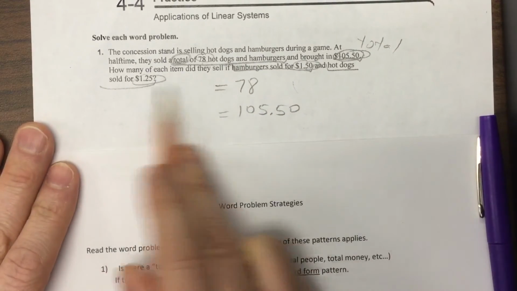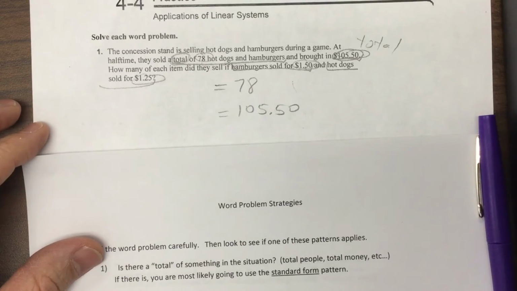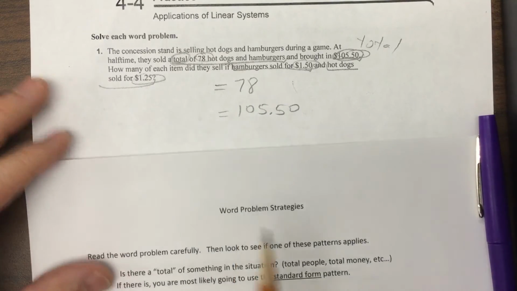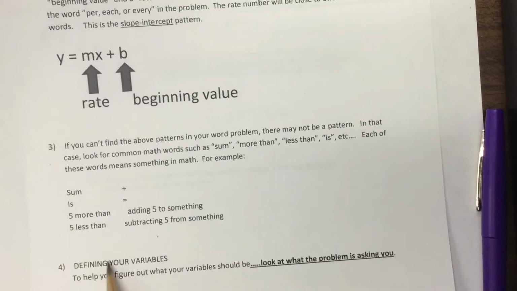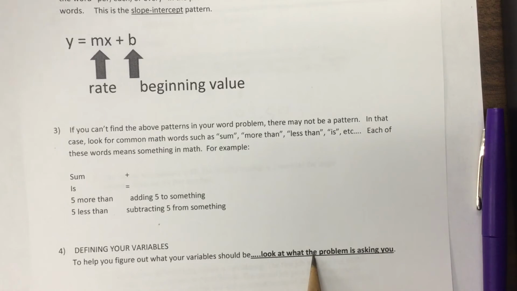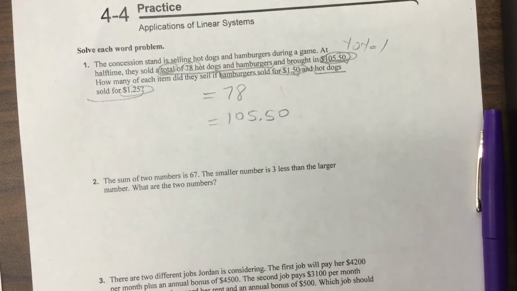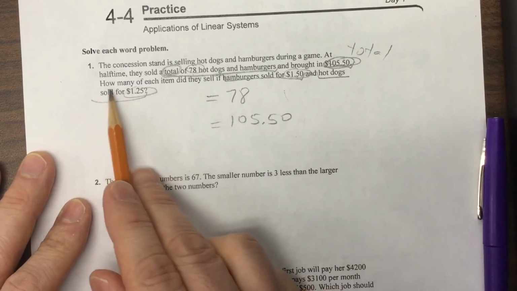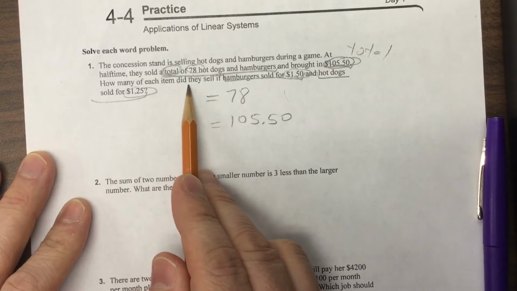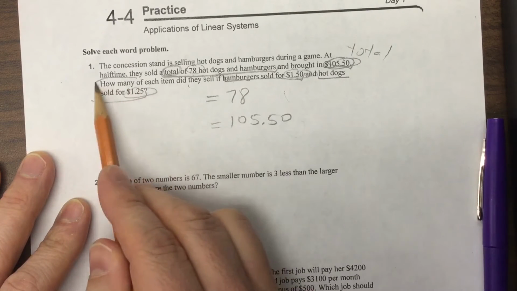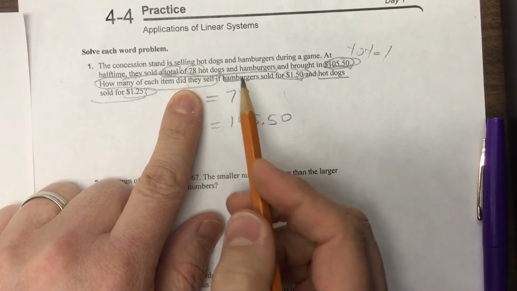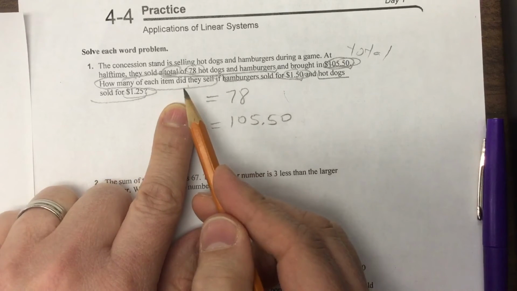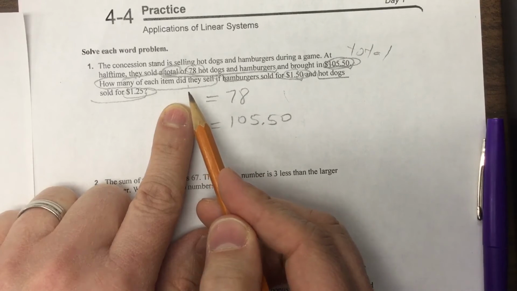So I'm going to have two standard form equations in this word problem. All right, now I know the standard form pattern is right here, but I'm stuck now. Maybe I don't know what to do. So what do I do? I look and see what the question's asking. That will give me an indication of what my variables might need to be. How many of each item did they sell is what they're asking me. What items are they talking about? Well, there's only two items in the problem. Hamburgers and hot dogs. So guess what? Those are my two variables.